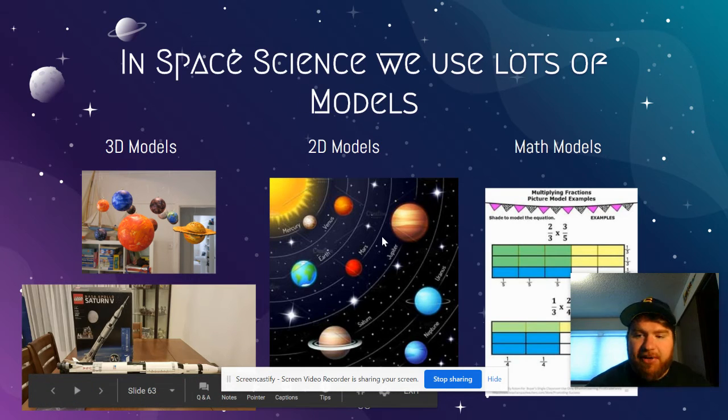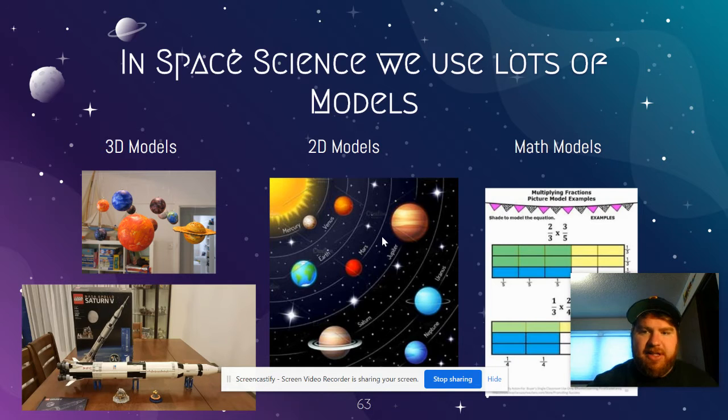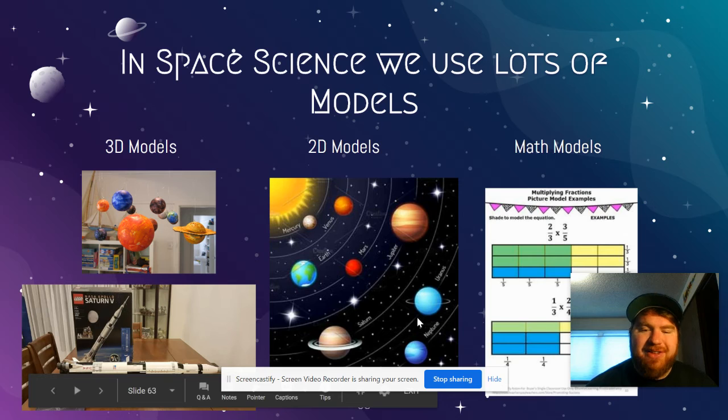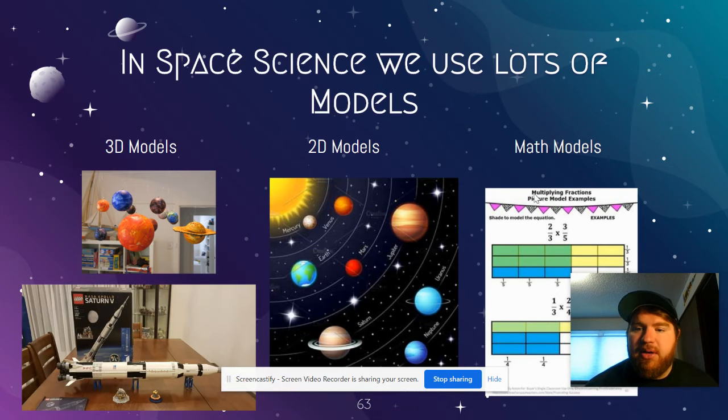We use 2D models a lot. What you're seeing on the screen right now is an example of a 2D model. Drawings and computer animations are 2D. We use them to look at something like this very inaccurate drawing of the solar system. As you can tell, the sizes are all off, especially compared to the sun on there. And then, of course, we use math models to model our thinking, to show algorithms, to show how math is working.